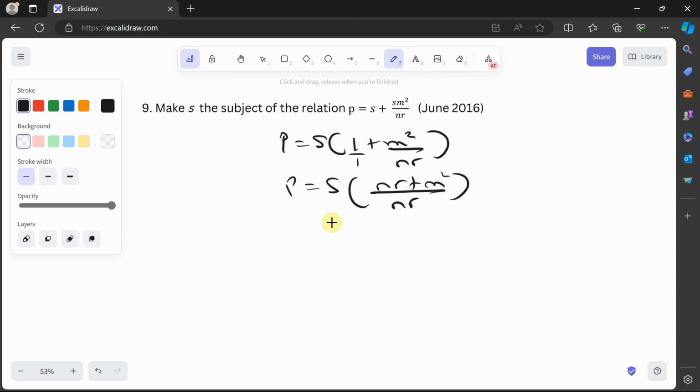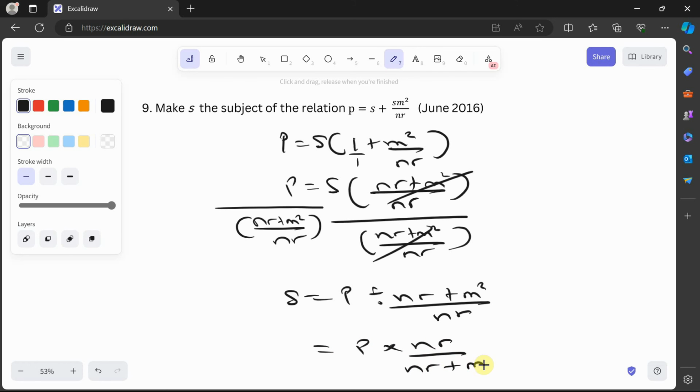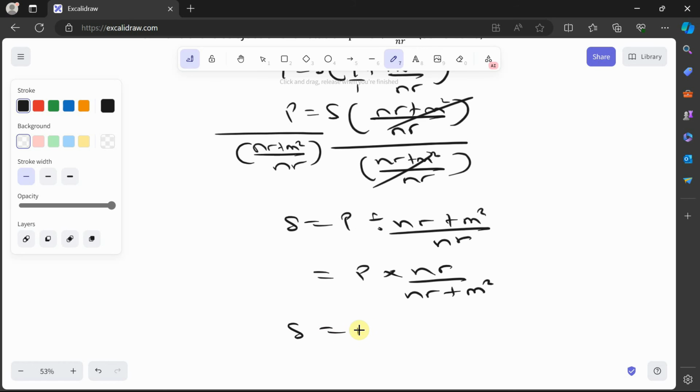So to make S stand alone, I can divide both sides by NR plus M squared all over NR. So this will cancel this. So our S will now be equal to P divided by NR plus M squared all over NR. And this now turns to P times NR all over NR plus M squared. So our S is equal to NPR all over NR plus M squared. You can say arrange in alphabetical order. This is our value for our S.